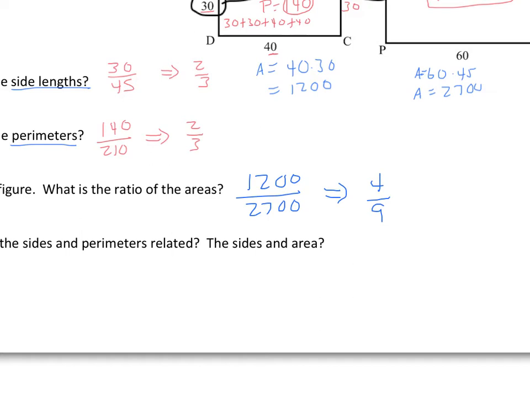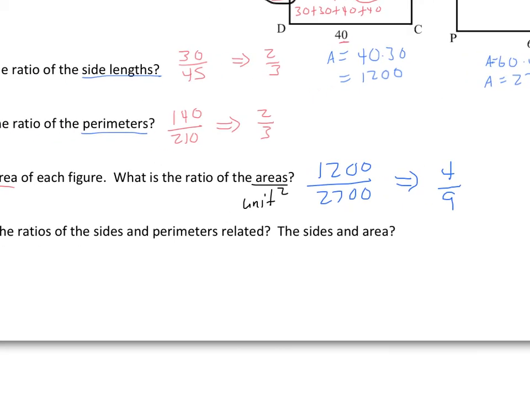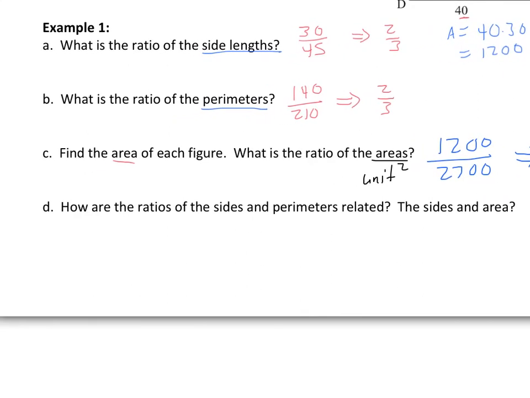But there should be an obvious reason for that, and that is that area has units that are squared. We don't know what the units are in this case, but I know that if it was inches, I would square it. Lengths and perimeters would just be units, so meters, inches, and so on. All right, how do they compare? Okay, so we're going to compare ratios of sides and perimeters.